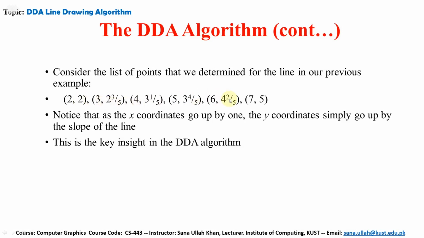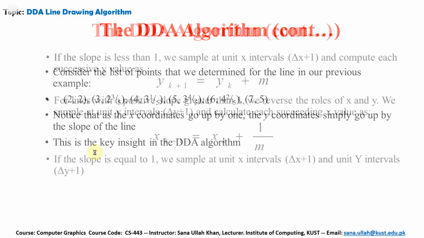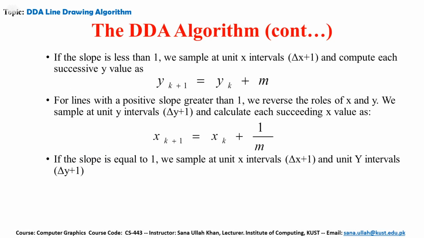Notice that when the x coordinates go up by 1, it means x will be increased by 1, 2, 3, 4, 5, 6 and 7. Then the y coordinates simply increase by the slope of the line, like this and this one. So this is the key insight in the DDA algorithm, that it removes this problem. The DDA algorithm mostly depends on the slope. First of all, we compute the slope.